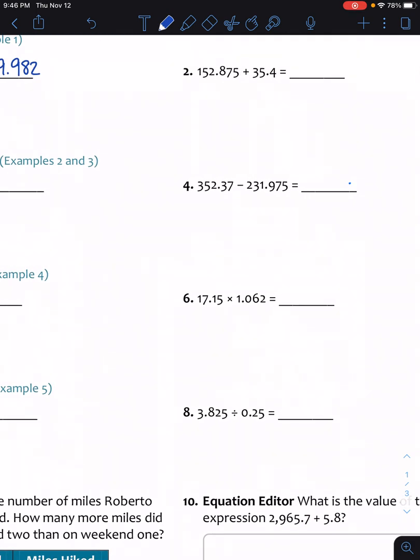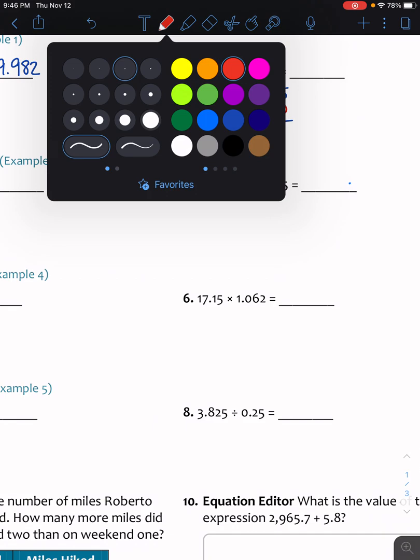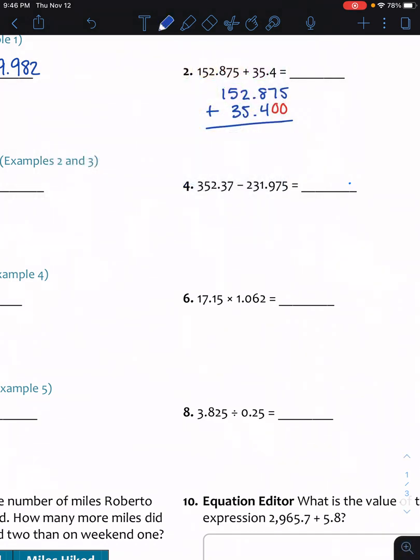For number 2, 152.875 plus 35.4. Again, I can add those filler zeros if I want to, as long as I understand that I'm not adding anything to those first two digits. So 5, 7, 8 plus 4 is 12, and I'm going to carry the 1. 5 plus 2 is 7, plus 1 is 8. 5 plus 3 is 8, and then 1 plus 0 is 1, so 188.275.